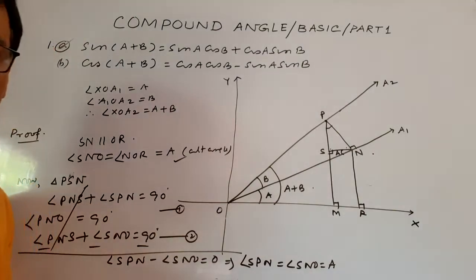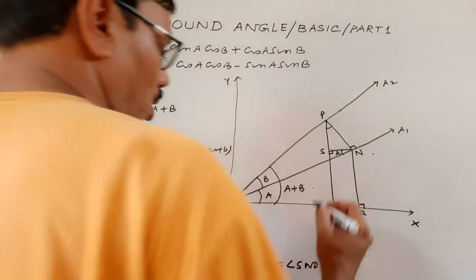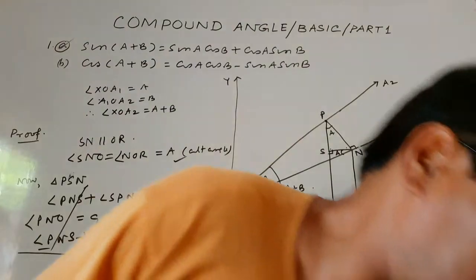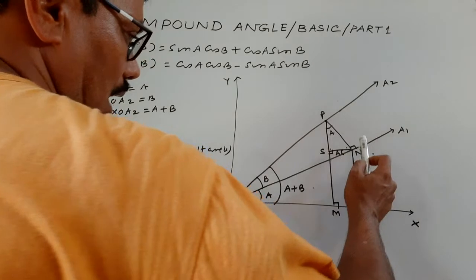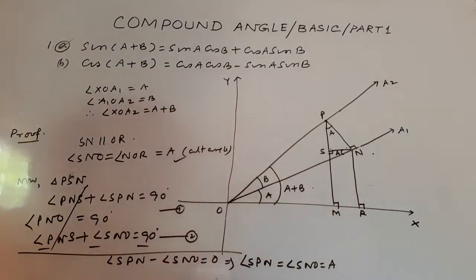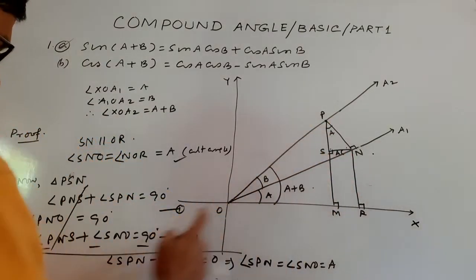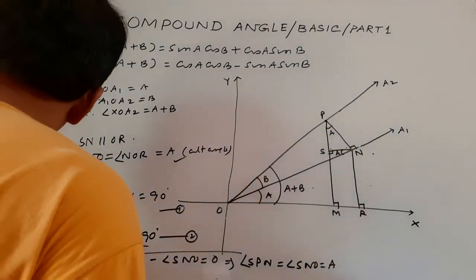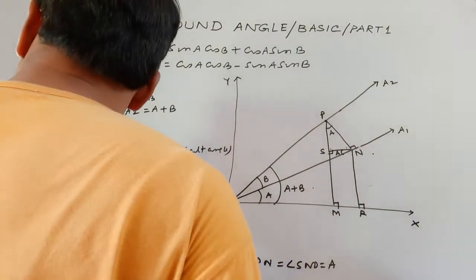So SPN equals A. Now we have already proved this equals A. Listen again. Where OR and SN are parallel, ON is the transversal. Therefore this angle equals this angle, alternate. And SPN plus PNS equals 90, and PNS plus SNO equals 90. From these two we get SPN equals SNO equals A.